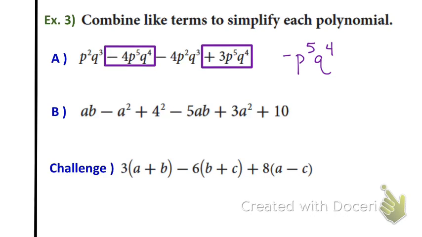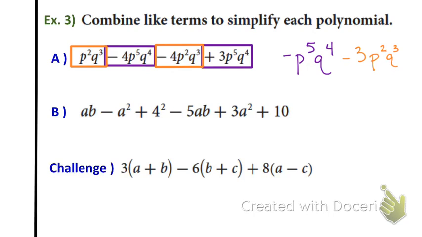And then I see that we have p squared q to the third and negative 4p squared q to the third. Those are like terms, so we can combine them. And 1 minus 4 would be a negative 3p squared q to the third. Okay, so again, when we're writing these, we want to write these in largest exponent to smallest exponent, so in decreasing order. So let's look at example B, and I'm going to help you out a little bit.